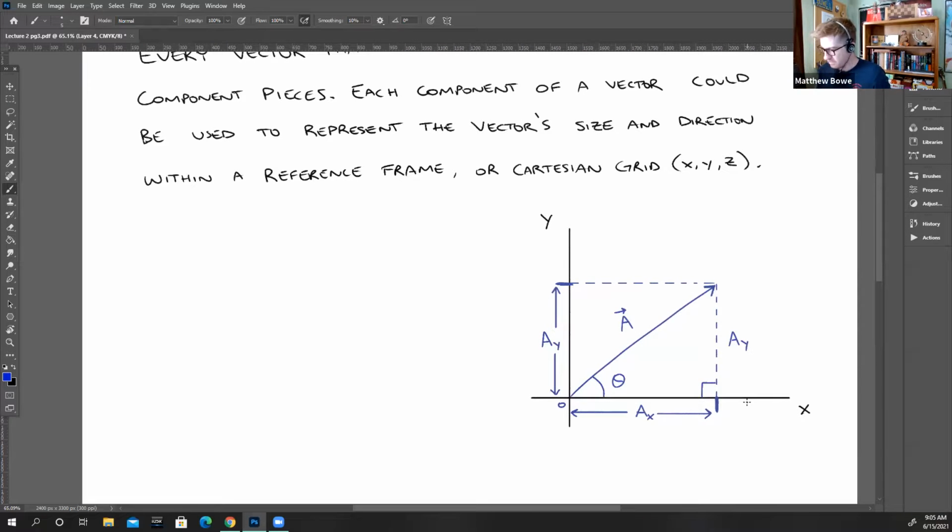Now, maybe I want to actually find these values. I want to find A sub x. I want to find A sub y. How can I do that using what I'm given? Well, maybe I'm given the vector and its angle, and I need to find its components. That's the problem it's asking you to do. So I can refer back to some trigonometry. I'm going to put up here SOHCAHTOA.